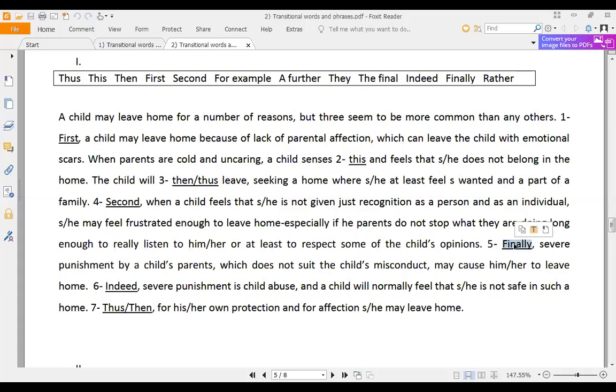Finally, go ahead. Finally, severe punishment by a child's parent which does not suit the child's misconduct may cause him to leave home. Indeed, severe punishment is child abuse, and a child will normally feel that he is not safe in such a home. Thus, for his own protection and for affection, he may leave home.